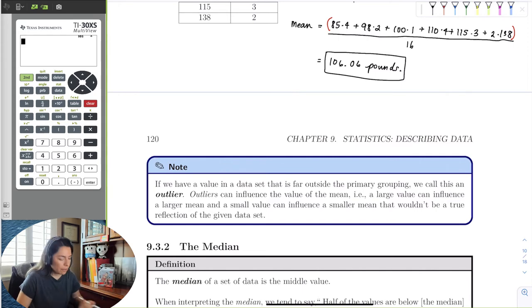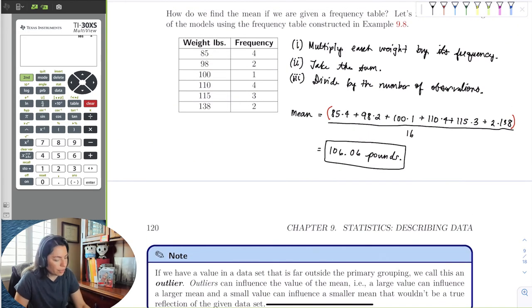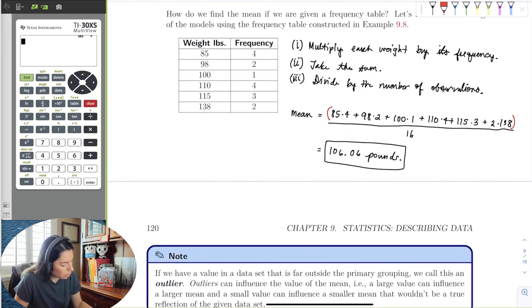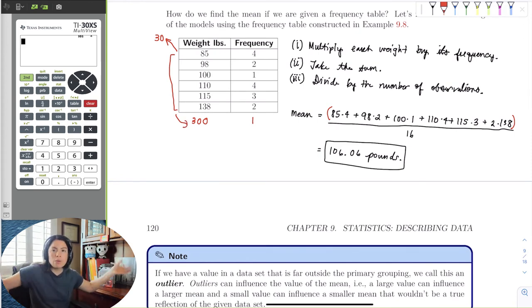For example, if I added a weight here, let's say that was 300 pounds, right? And I had one model. Well, 300 seems very far from 138, my largest weight. So 300 would be an outlier because it's not within the scope of my original data. And it's the same if I decided to do child modeling, and the child's weight is, let's say, 30 pounds, maybe a three-year-old, right? 3 to 4 year old. If I added 30, well, 30 is way out of the scope of this original data, and same with the 300. And they're outliers because they are out of the scope of the data.